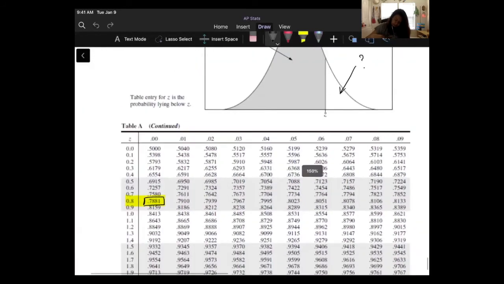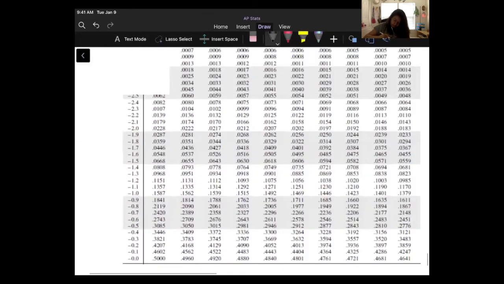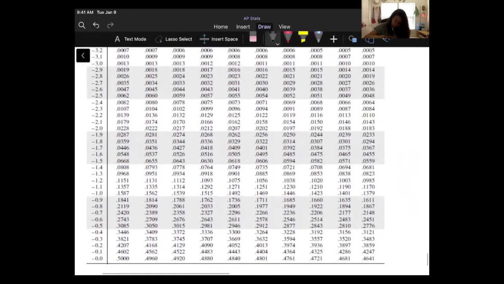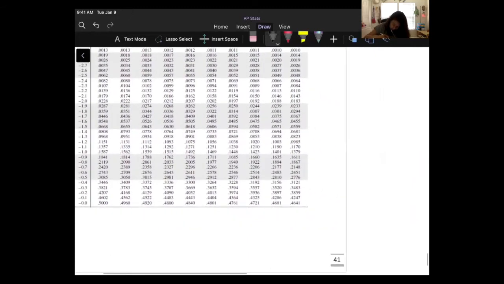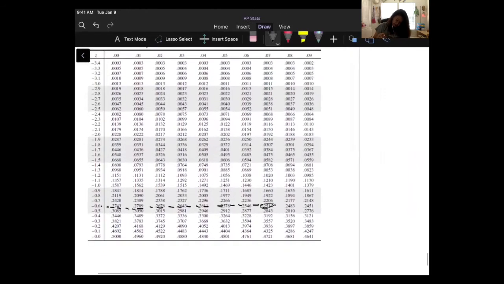If we're looking at the z-score table, we're looking for a probability of 0.25. Well, 0.25 is less than 50%, so we're going to look on the negative side. And the value that's closest to that is right here. So that is negative 0.67.